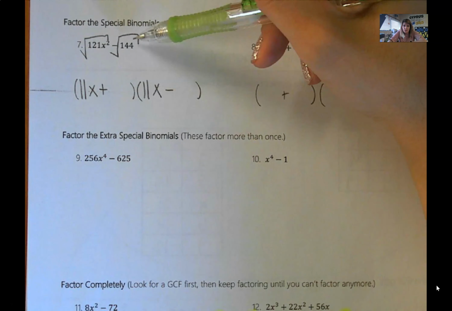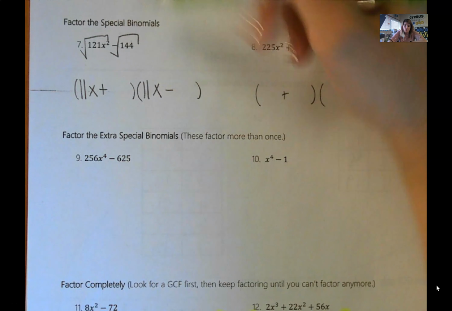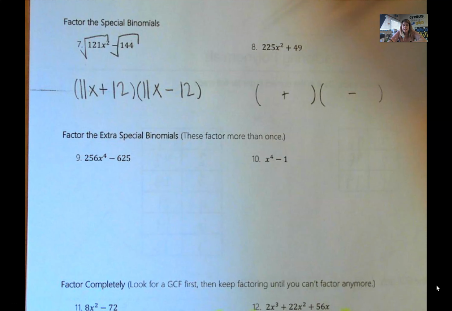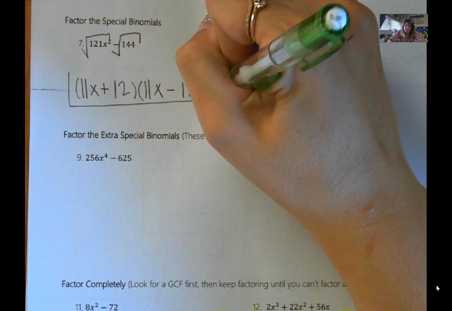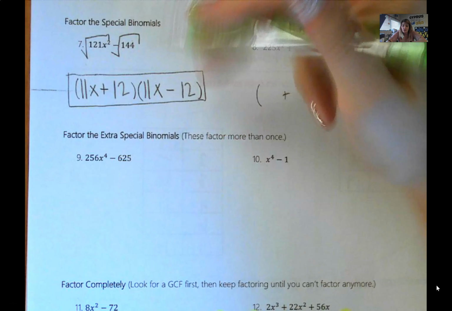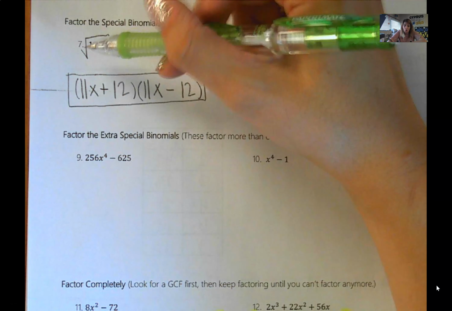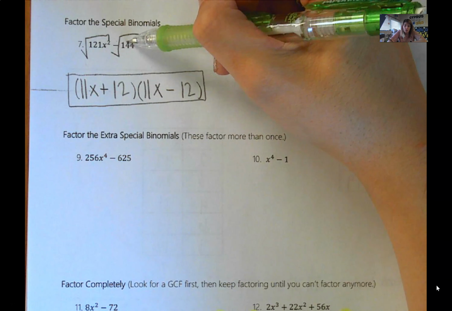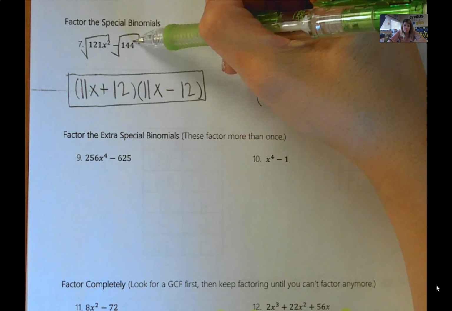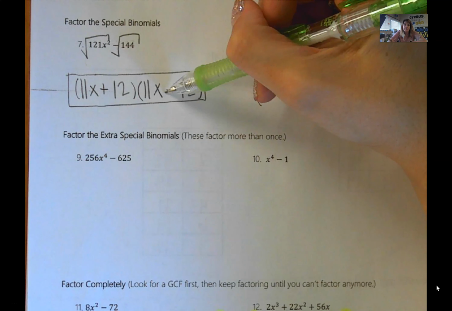In my second term, I have the root of 144, which is 12. I put that in the second term in my binomials. This is your final answer. Notice there are no roots in your answer. You only use the roots at the beginning of the problem, not once you find the factors.